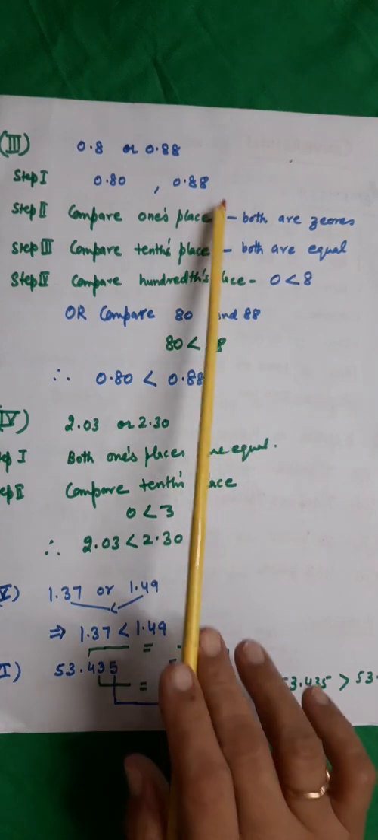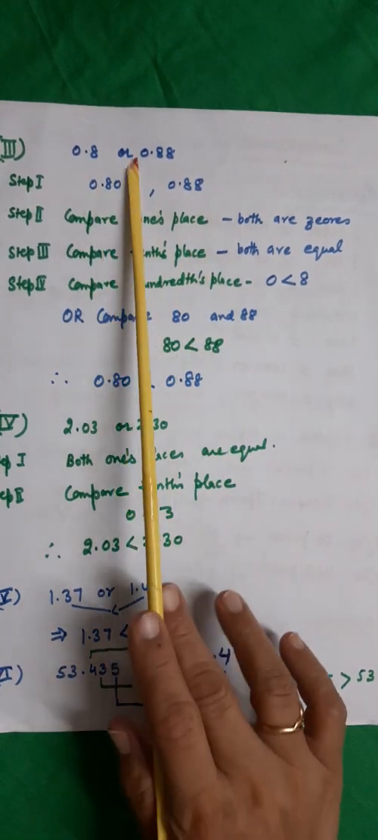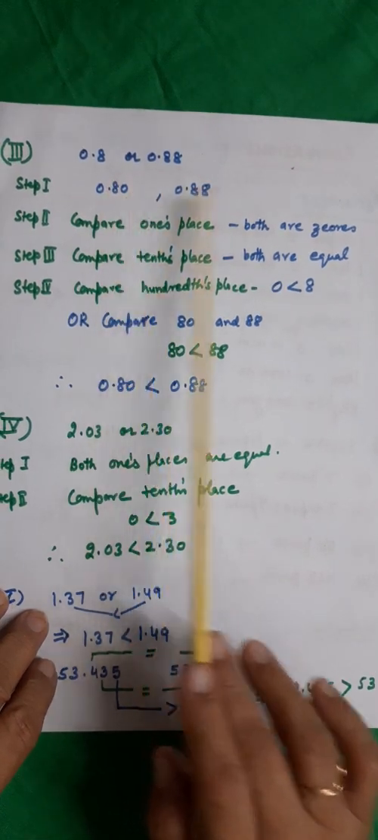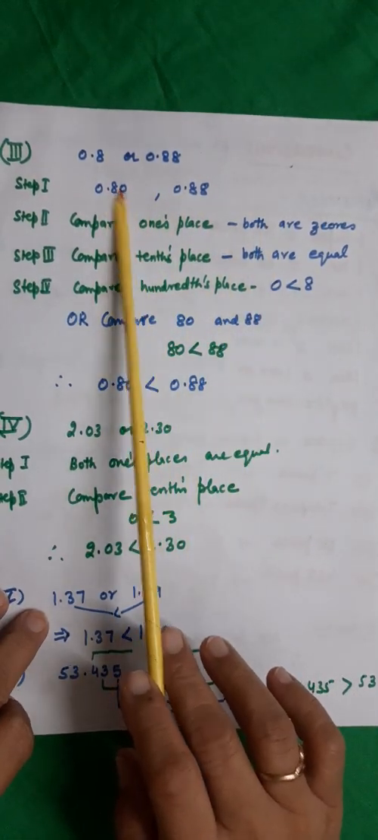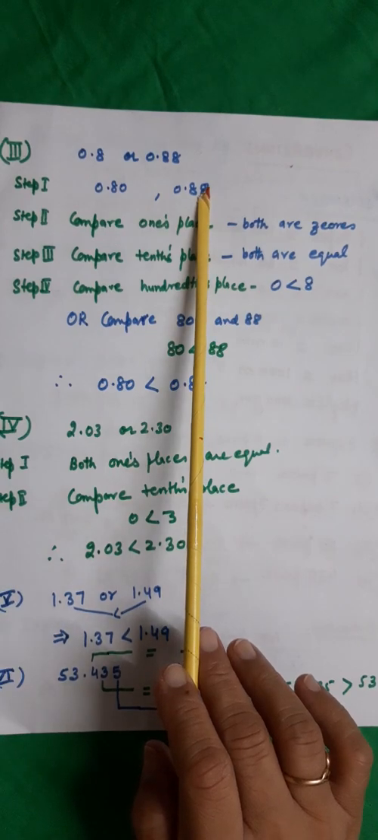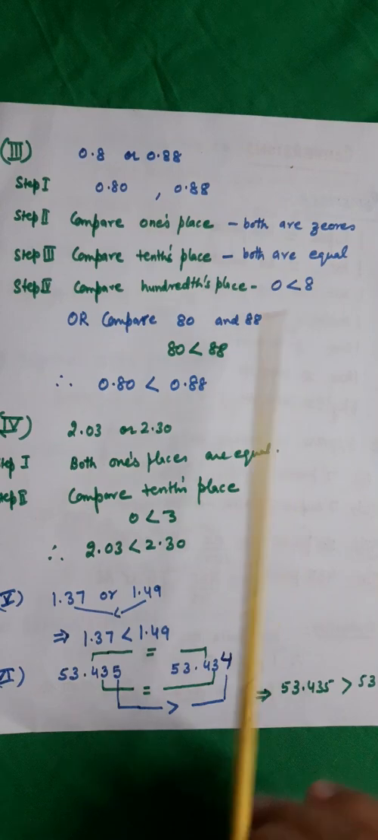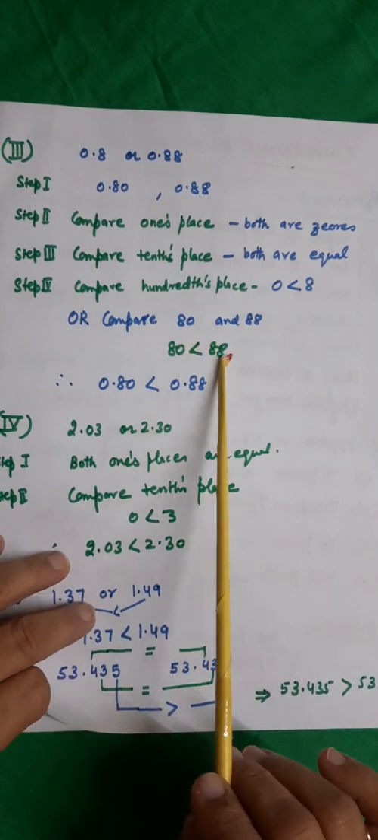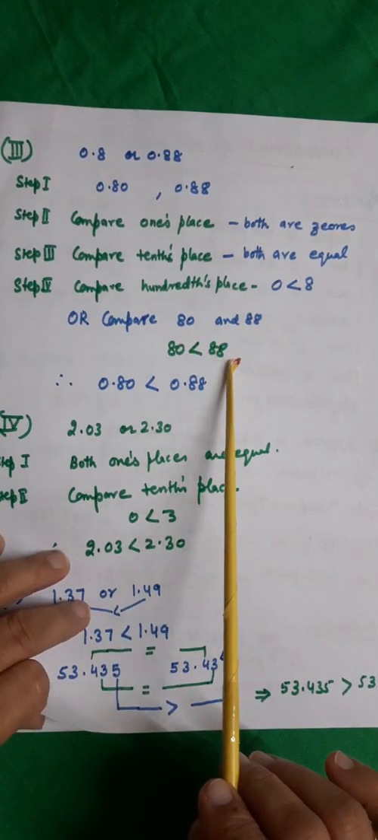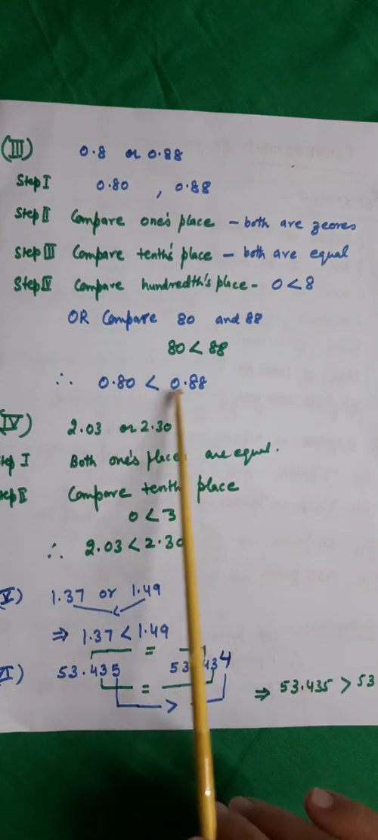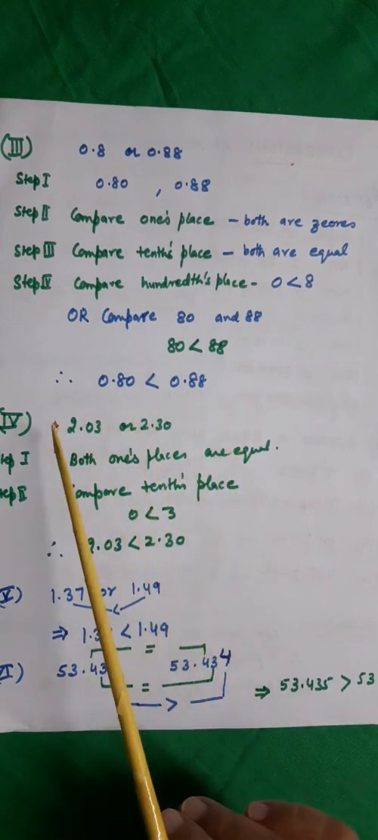Or we will see the digits after the decimal. So I have here 80 and here 88. I should never say it like that, but for comparison, I can say 80 is less than 88. Therefore 0.80 is less than 0.88.